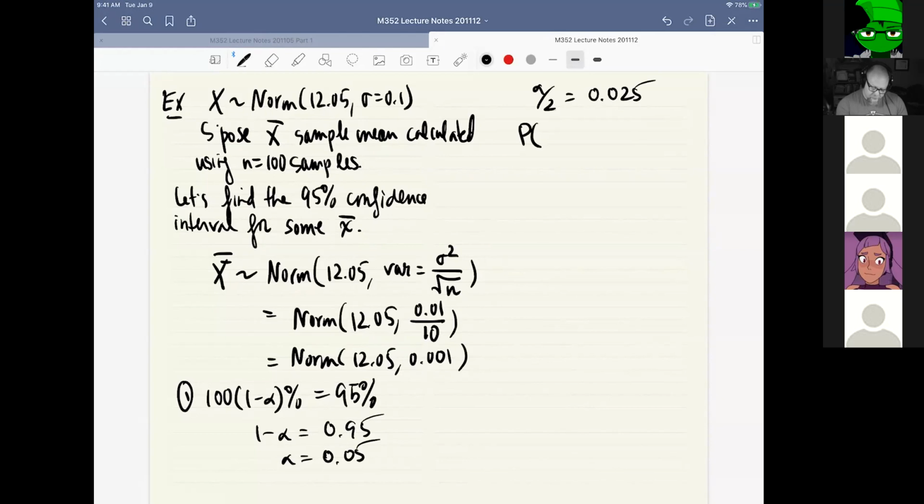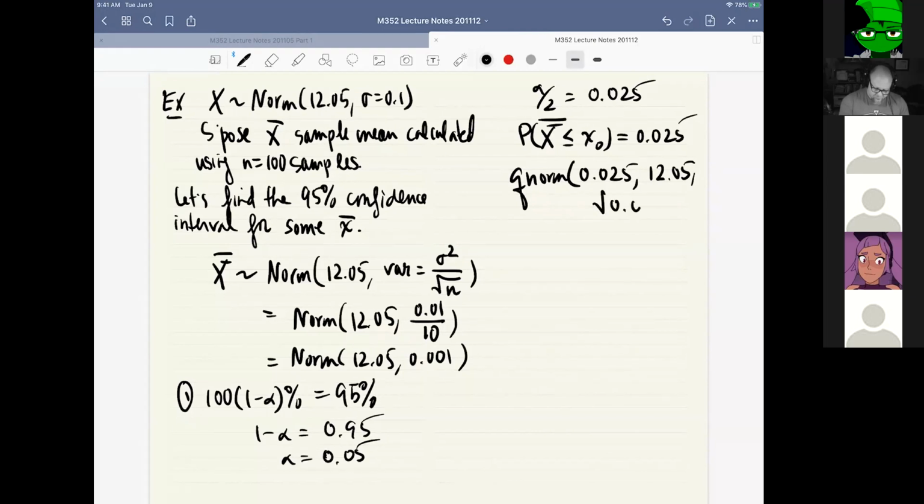So at what number is the probability that our sample mean is less than that number 0.025? We can turn to R and plug in qnorm of 0.025. Our mean is 12.05 and our standard deviation is the square root of 0.001.